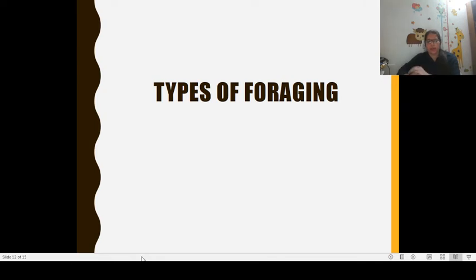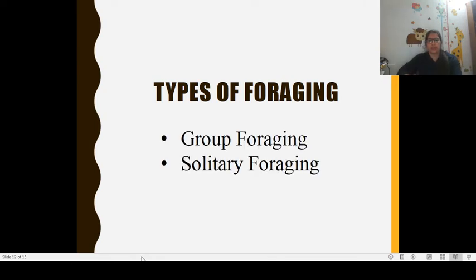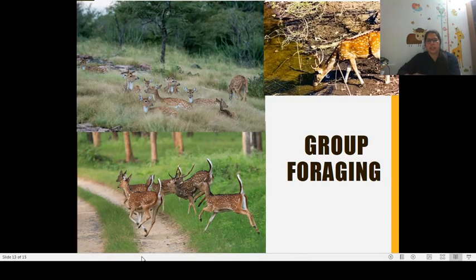Types of foraging: we have two types of foraging, group foraging and solitary foraging. Solitary foraging I have discussed in detail earlier. Today I'll go for group foraging. Here you can see three pictures on the canvas. In the first picture, a cheetal herd is looking alert because of some danger in the surrounding, while in the second picture the group is running as they have sensed a predator in close proximity, which is conveyed by their posture of keeping the tails up.